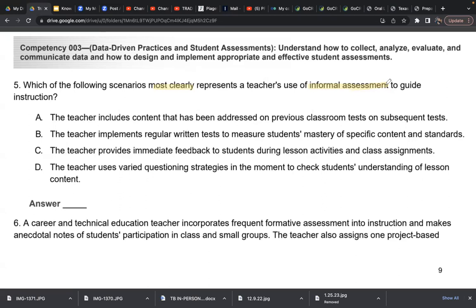Yes. A, the teacher includes content that has been addressed on previous classroom tests on subsequent tests. B, the teacher implements regular written tests to measure students' mastery of specific content and standards. C, the teacher provides immediate feedback to students during lesson activities and class assignments. And D, the teacher uses varied question strategies in the moment to check students' understanding of lesson content.